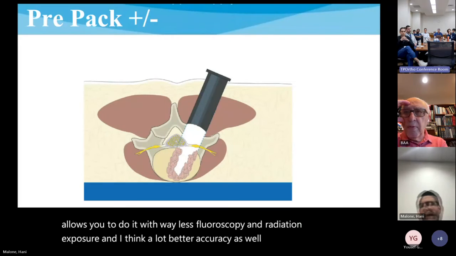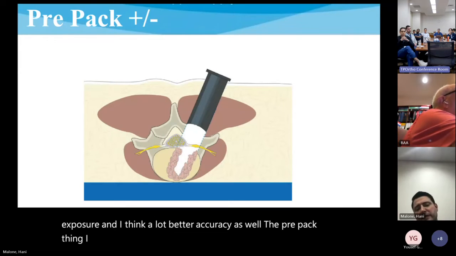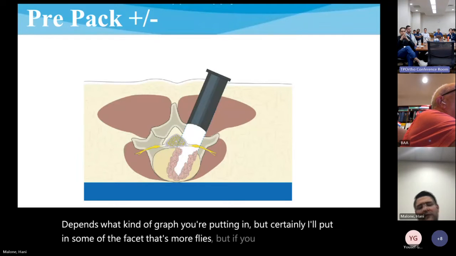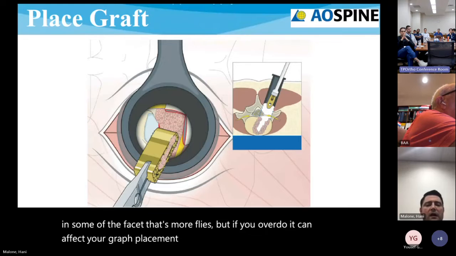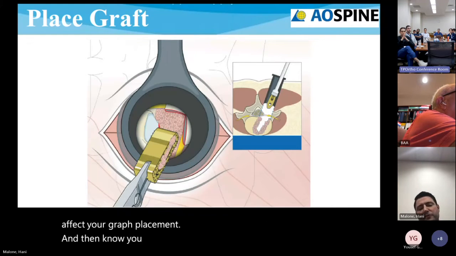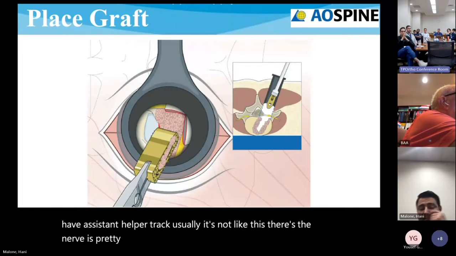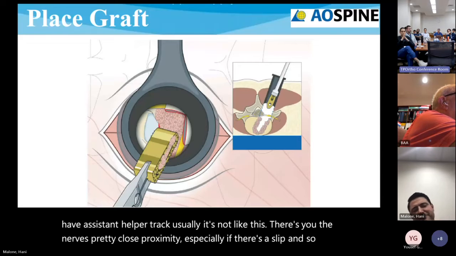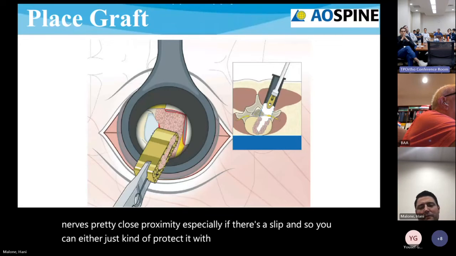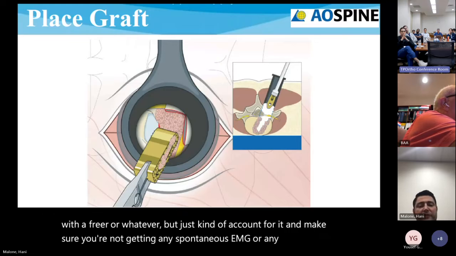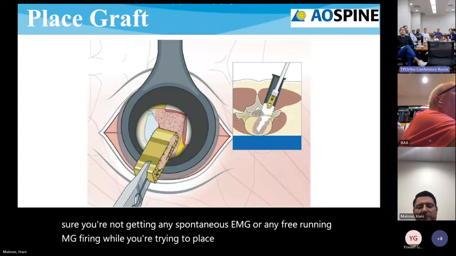The pre-pack thing depends what kind of graft you're putting in, but certainly I'll put in some of the facet that's morselized. But if you overdo it, it can affect your graft placement. And then when you're placing the graft, you obviously want to account for the nerve, which is in pretty close proximity, especially if there's a slip. You can either protect it with a pledget or retract it with a Freer, and make sure you're not getting any spontaneous or free-running EMG firing while you're trying to place your trial, et cetera.